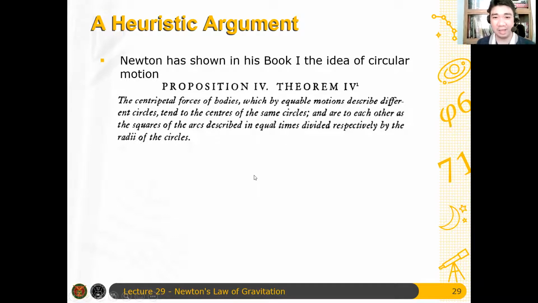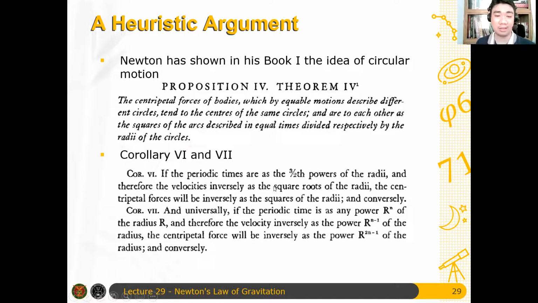Ngayon, ang tanong ngayon, as a consequence, may mga corollary tong proposition 4. I will just show you corollary 6 and corollary 7. So corollary 6 states that hence, if the periodic times are at the 3/2 power of the radii, and therefore the velocity is inversely as the square roots of the radii, the centripetal forces will be inversely as the squares of the radii, and conversely. And universally, if the periodic time is any power r to the n of the radius r, and therefore the velocity inversely as the power r to the n minus 1 of the radius, the centripetal force will be inversely as the power r to the 2n minus 1 of the radius, and conversely.